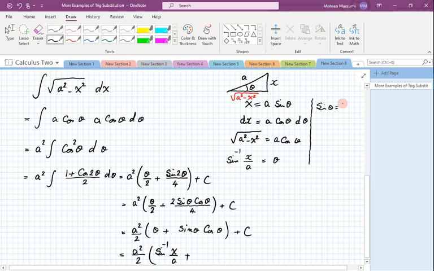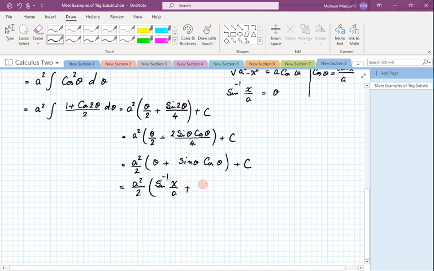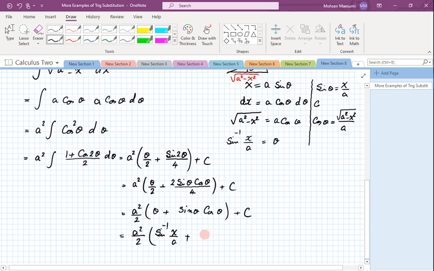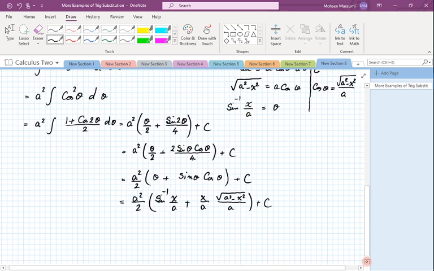Sine theta is of course x over a, and I need cosine theta. Let me write it here. Cosine theta is going to be this radical over a. We have done this before, so I'm going to be a little bit faster. Sine theta is x over a, and cosine theta is radical a squared minus x squared, that one also over a, and a constant.